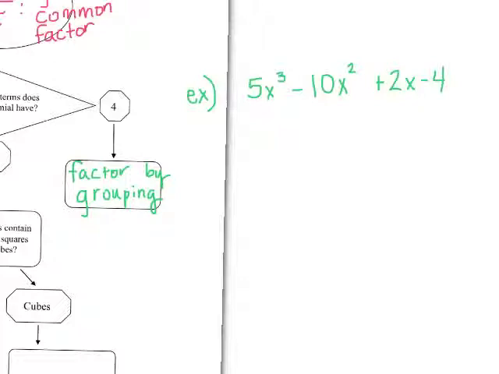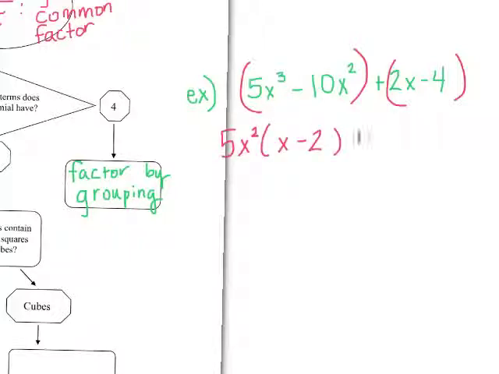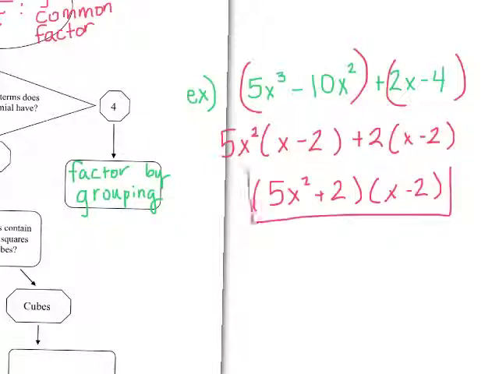So it's actually going to be really similar to the other factor by grouping, except this time you already have those 4 terms, so you kind of start on step 3, where you start automatically with those parentheses, because you already have the 2 pairs. Okay, and then from here, same thing. So 5x squared gets to come out, x minus 2, plus 2 gets to come out, x minus 2. So we end up with the answer 5x squared plus 2, and then x minus 2. Okay? All right.